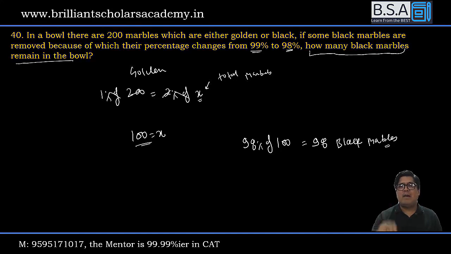How many black marbles remain in the bowl? That is the question. Black marbles are 98%. Please pay attention. How many black marbles remain in the bowl? Black marbles are 98% of the current value. And how much is the current value? It is 100.